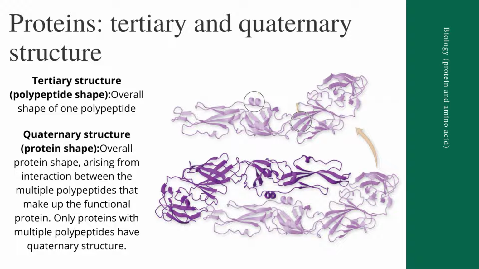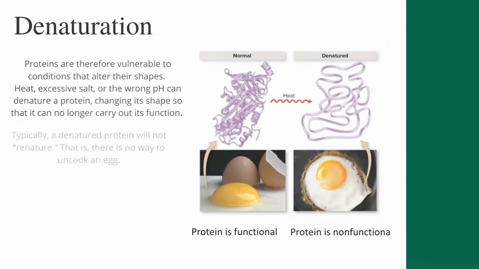It is generally stabilized by outside polar hydrophilic hydrogen and ionic bond interactions, and internal hydrophobic interactions between nonpolar amino acid side chains. Quaternary structure is the overall protein shape, arising from interactions between the multiple polypeptides that make up the functional protein. Only proteins with multiple polypeptides have a quaternary structure.